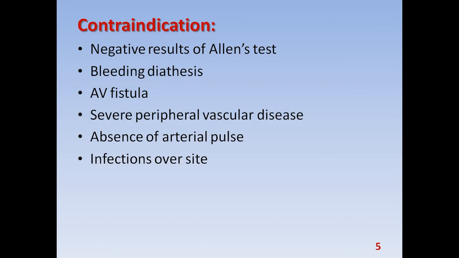Now, if it's negative, that means there is some compromised blood flow in the hands. Since we are going to take the blood from the radial artery for the test, it is advised not to do the test because the blood flow in the hands is compromised, as indicated by negative results of Allen's test. Now I will show you the modified Allen's test after the slide.